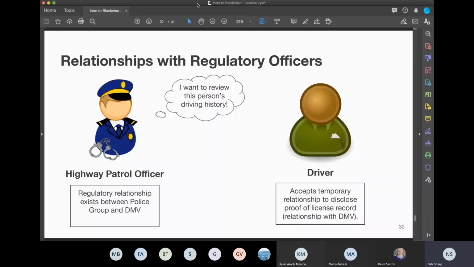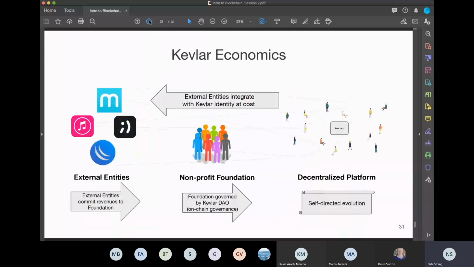So cool. That's, I think, a good summary of regulatory officers and agencies' roles in the system. So the last concept I wanted to cover, and then we can open up the floor to questions and discussion, is the economics and the operating structure of how Kevlar will exist. We already talked a little bit about on-chain governance, and I want to show you this graphic and walk through it. So Kevlar, we can see on our right, is a decentralized platform.